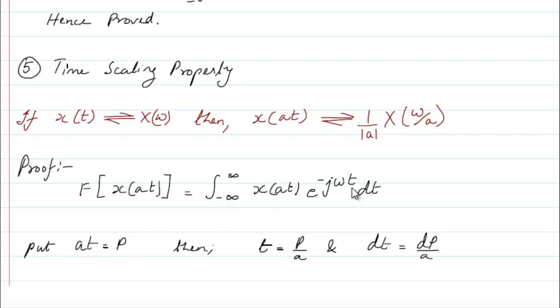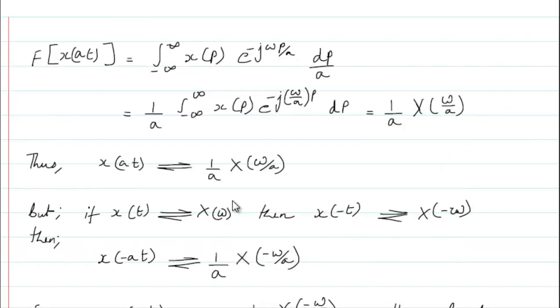Correct? Then I will get the equation for the Fourier transform of x of at. I have replaced at with p, t with p by a, and dt with dp by a. This 1 by a is not a function of p, so I will take that 1 by a outside, and the remaining portion I will write as such.